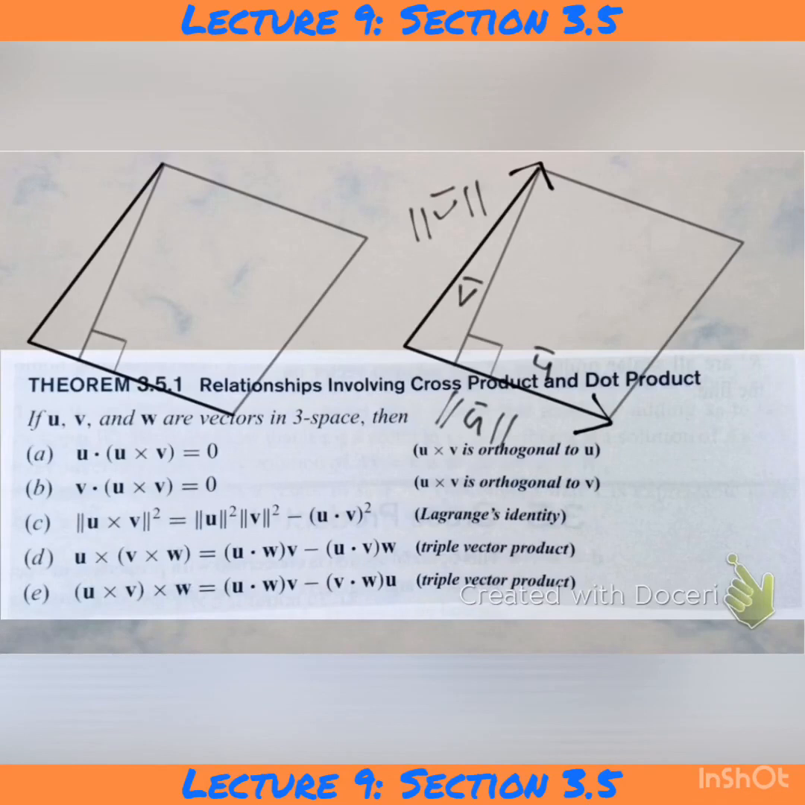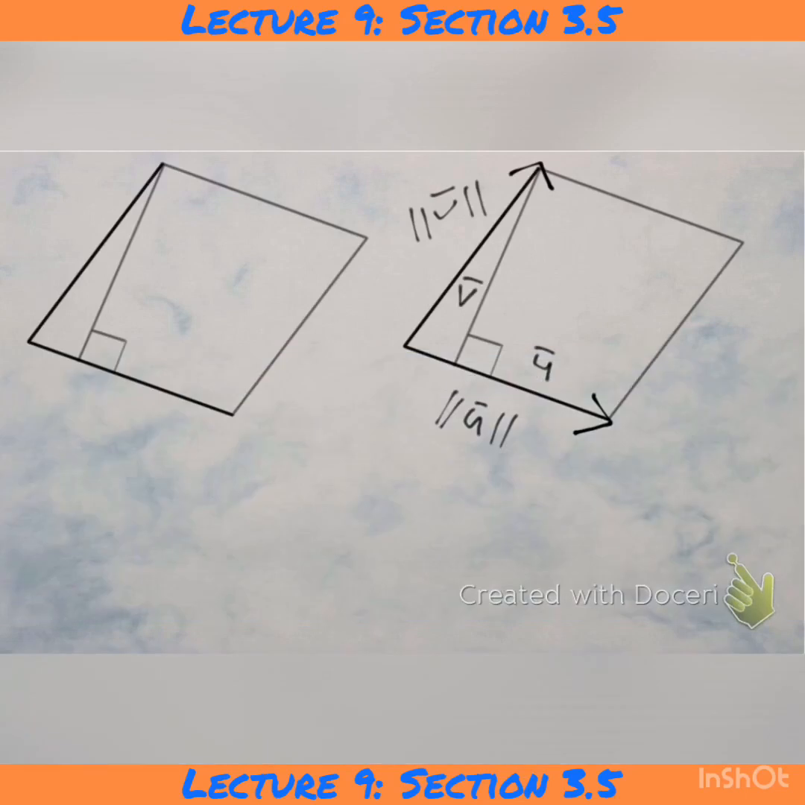Let's go back to Lagrange's identity. Take that identity that we talked about. We're going to use that. Basically we said we had u cross v.